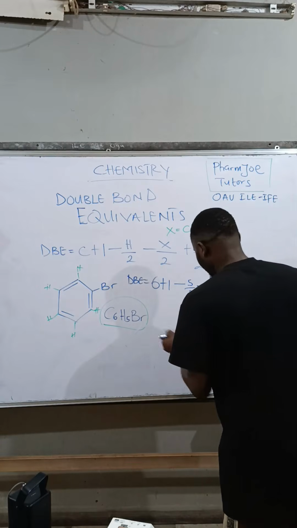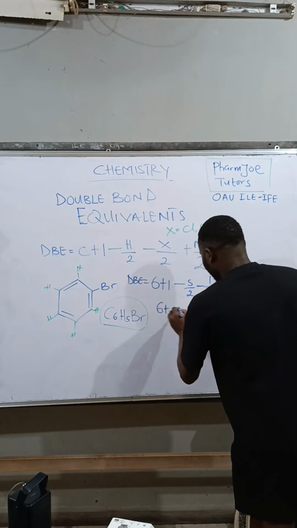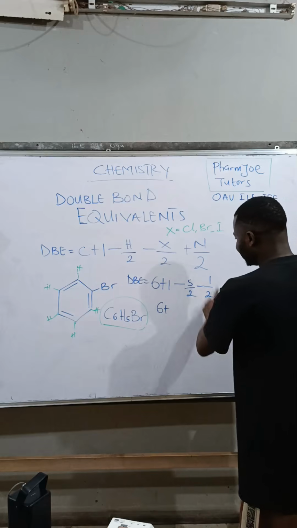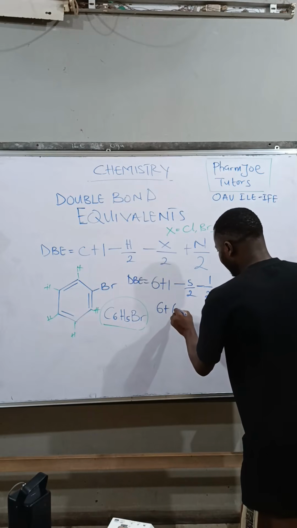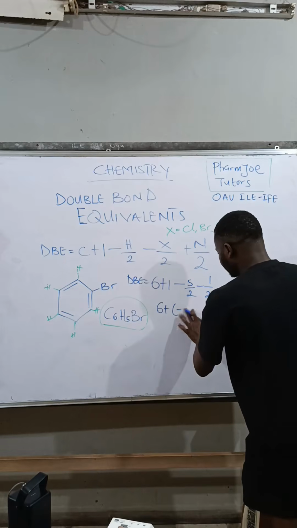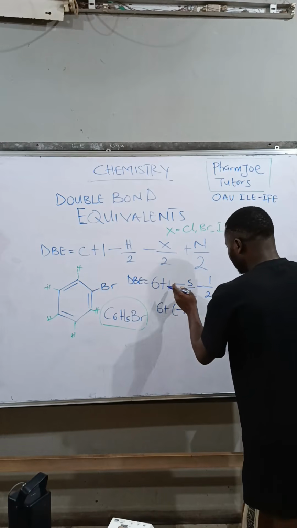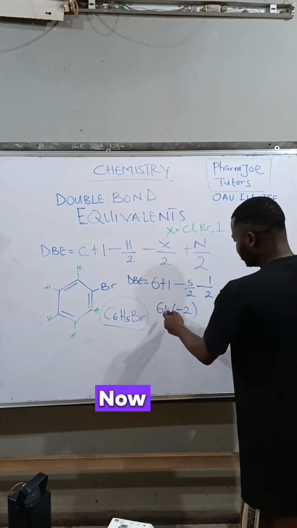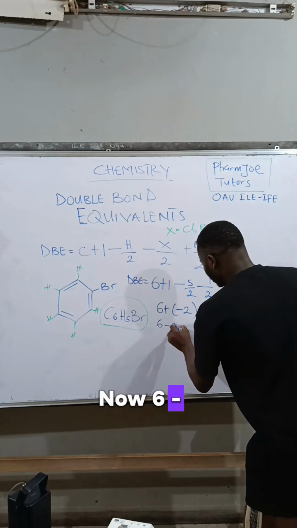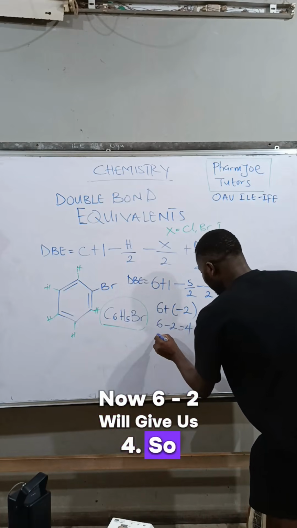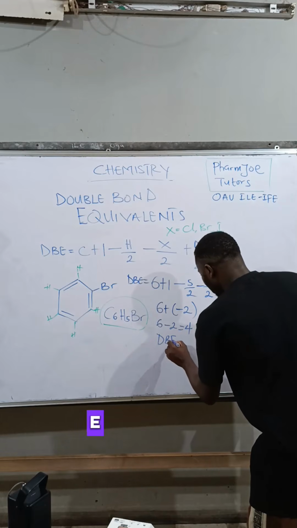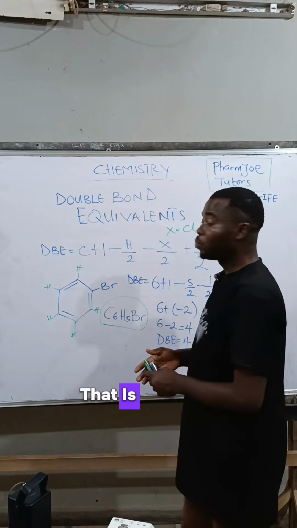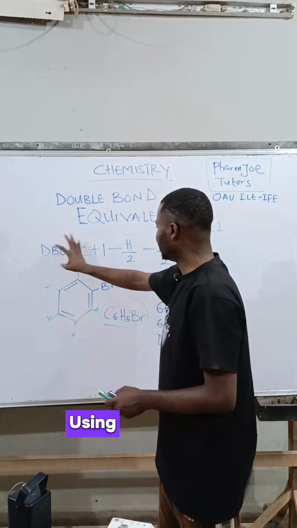Now, very simple. I can have 6 plus, by the time you do the whole of this, 1 minus 5 over 2, doing your maths here, we should have minus 2. If we do the maths very well, the whole of this should give us minus 2. Now, 6 minus 2 will give us 4. So the DBE of this bromobenzene is 4. That is one way of going about this question, using the formula.